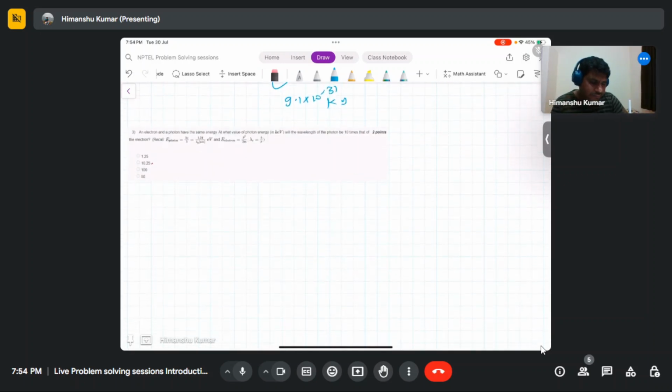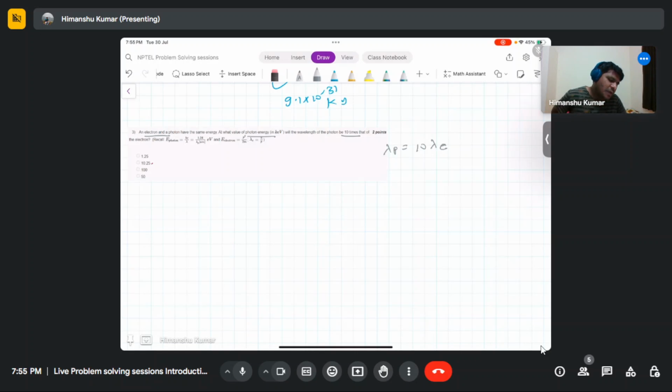So electron and the photons have the same energy. At what value of photon energy is the wavelength of the photon 10 times that of the electron? So lambda p is given as 10 times lambda e.